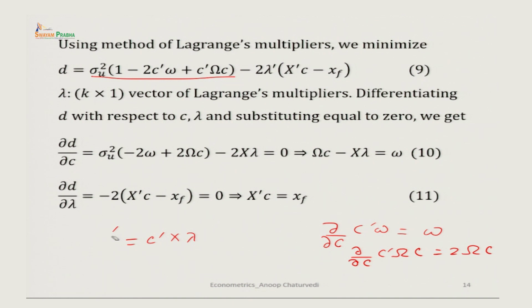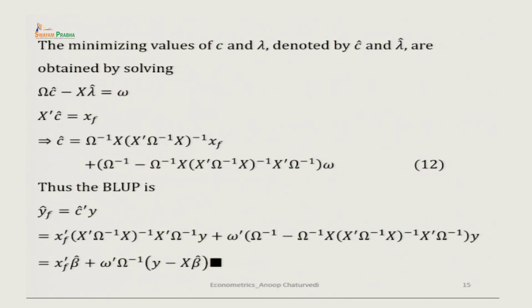And then if we differentiate D with respect to lambda, we obtain minus twice X transpose C minus X F equal to 0, and then this gives X transpose C equal to X F. So, we solve these two equations to obtain the values of C and lambda. Now, suppose the minimizing values of C and lambda are denoted by C hat and lambda hat. Then we obtain these values by solving these two equations.